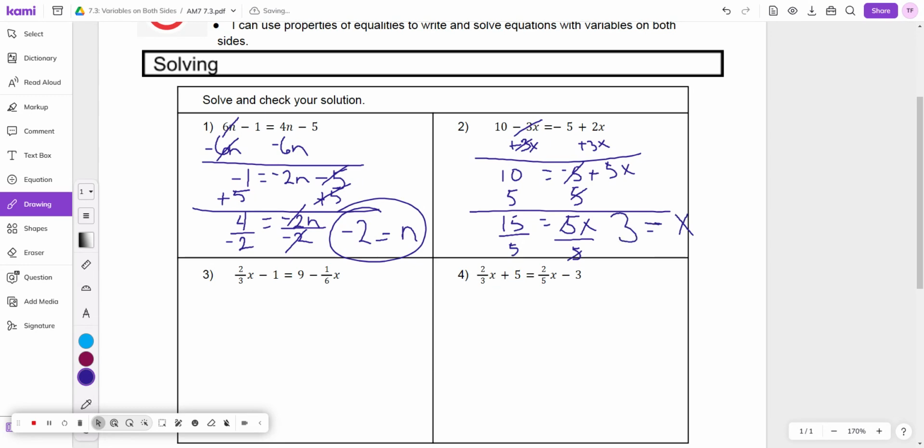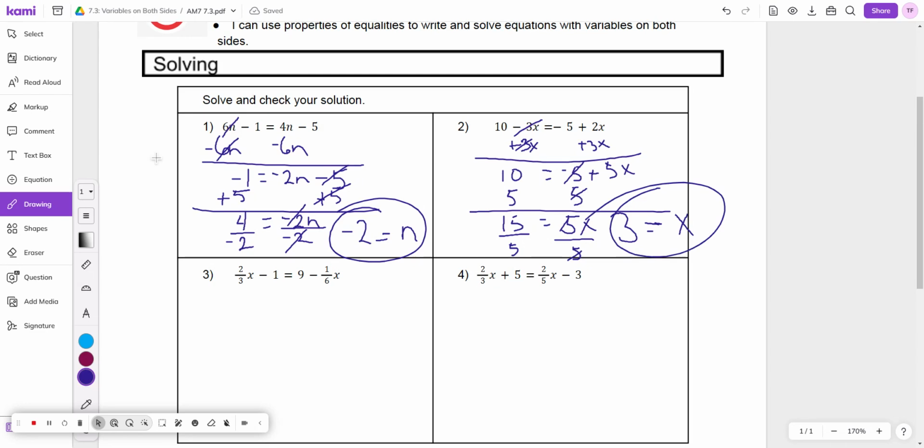Okay, if I plug that back in, 10 minus 3 times 3, well, 3 times 3 is 9. 10 minus 9 is 1. Negative 5 plus 2 times 3, well, 2 times 3 is 6. Negative 5 plus 6 is 1. We're good. I can circle my answer with confidence.